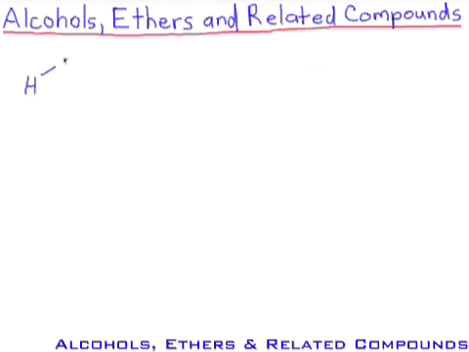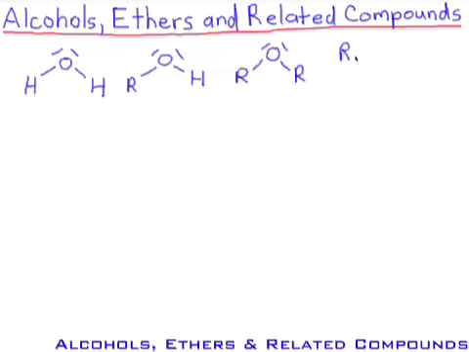Water, or H2O, has a single oxygen with two lone pairs. As we substitute hydrogen for carbon, we change the functional group. The first carbon produces what is called an alcohol. When we replace the second hydrogen with a carbon, we produce the functional group ether. R here is some kind of alkyl group. So R equals, in this case, alkyl.